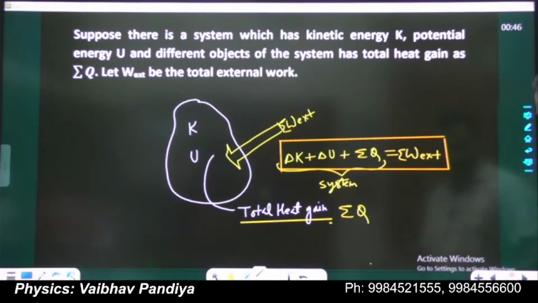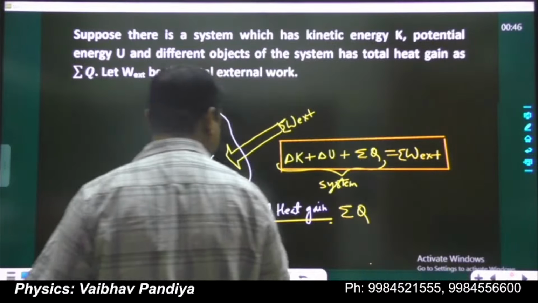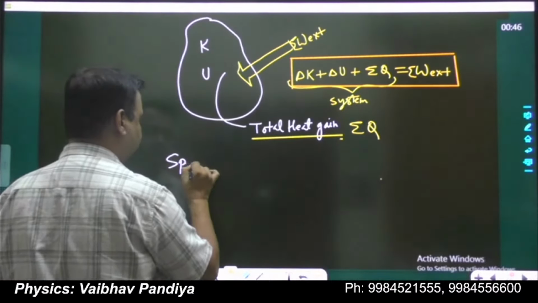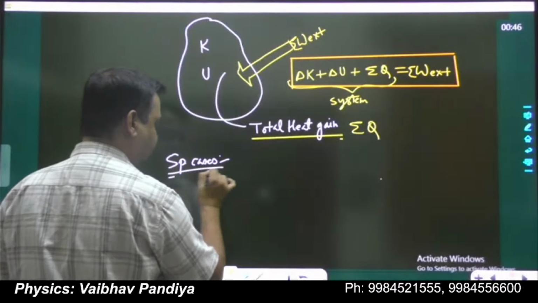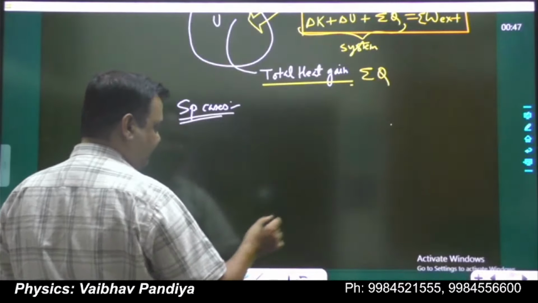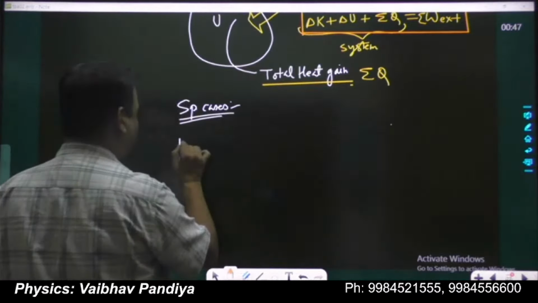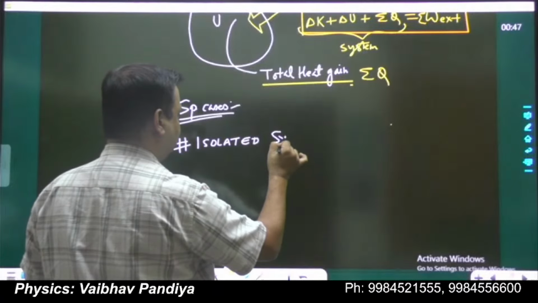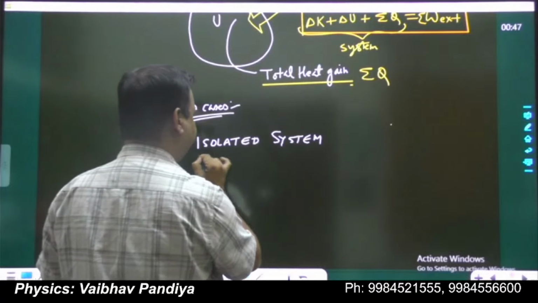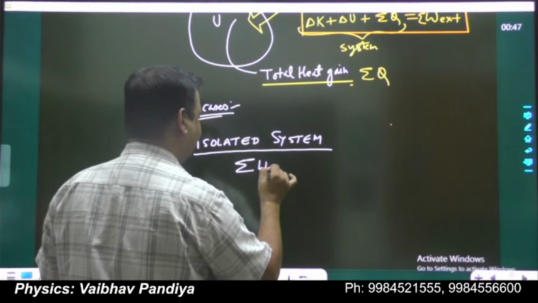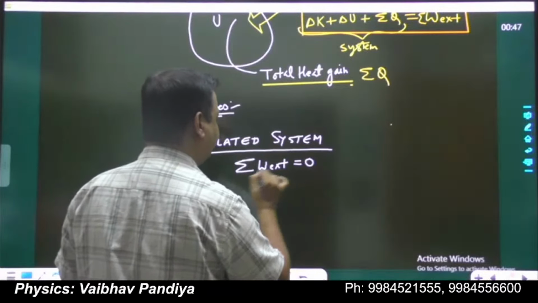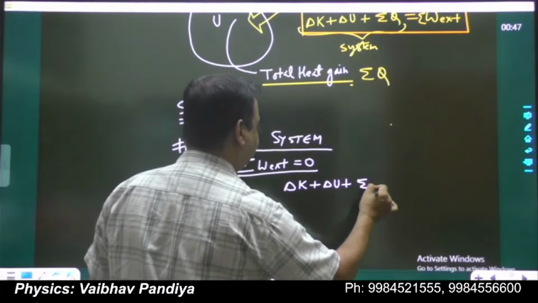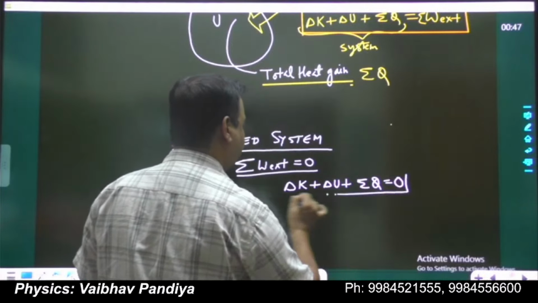Okay. If the system is isolated, there are some special cases. Number one, if the system is isolated, we know in work energy, we have seen the net external work will be 0. So in this case, delta K plus delta U plus the net heat gain will be 0. This will be the equation.